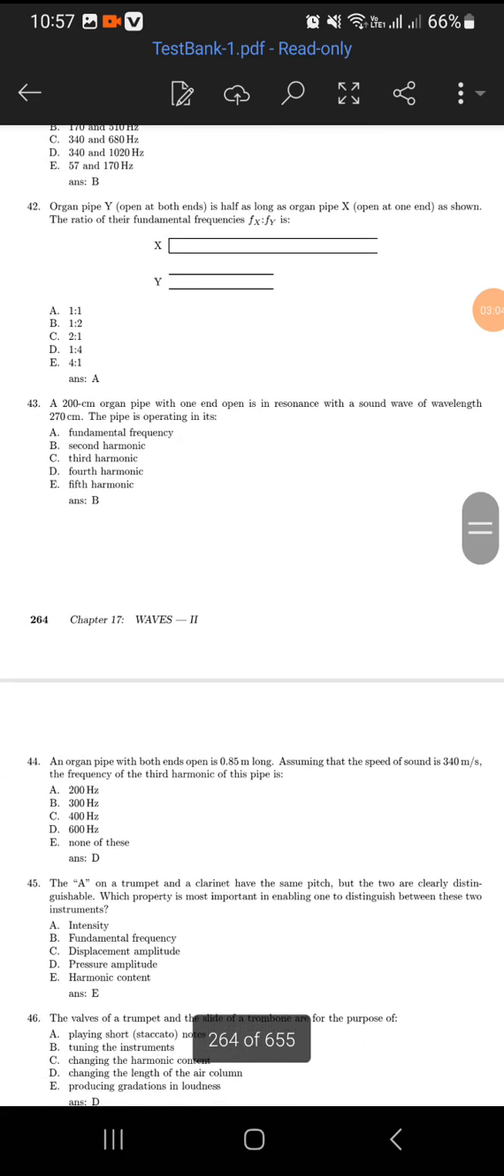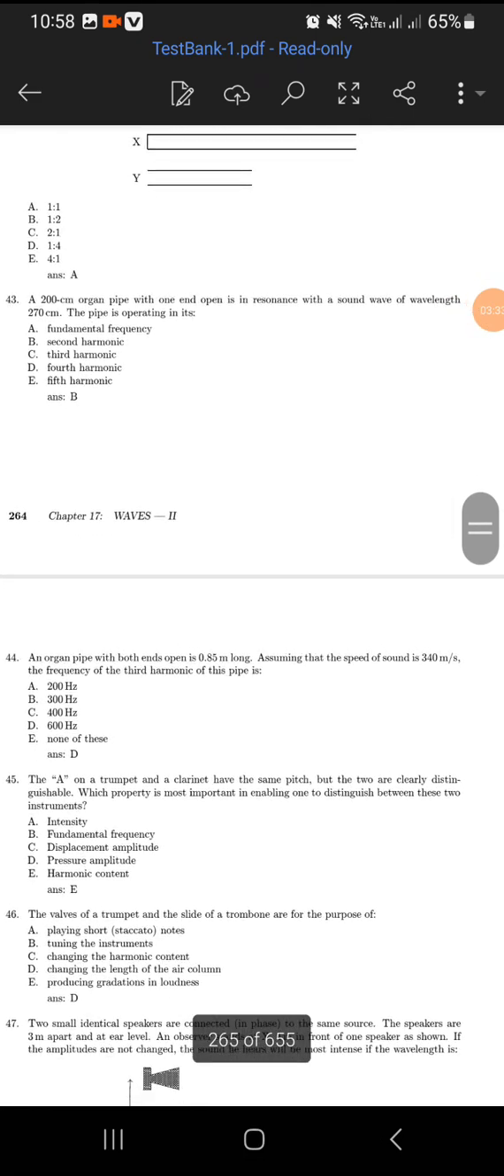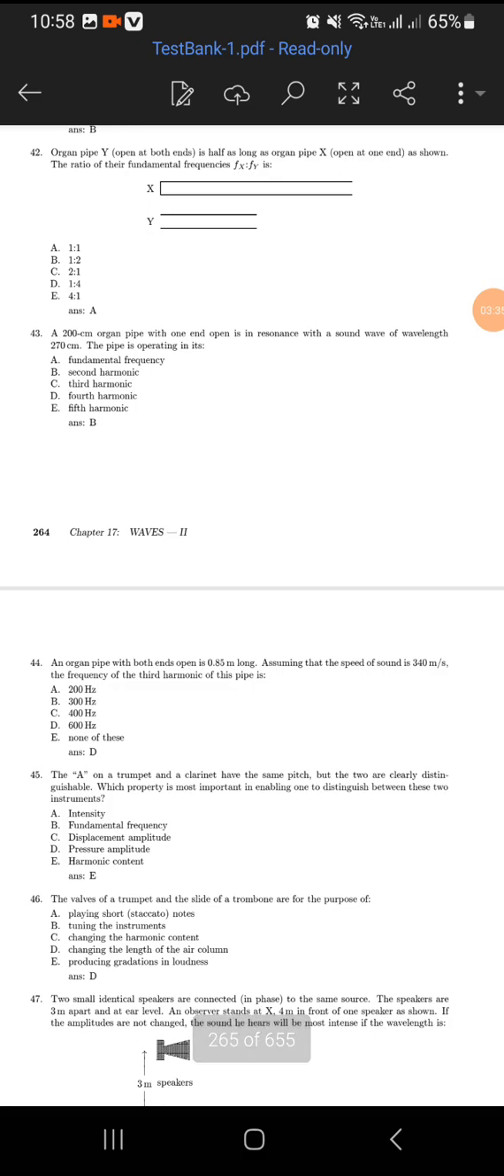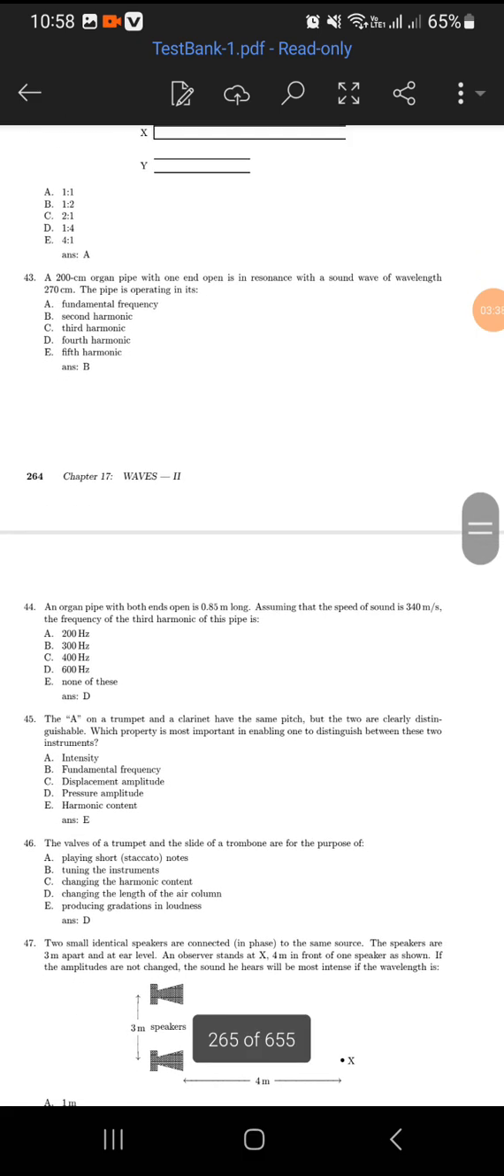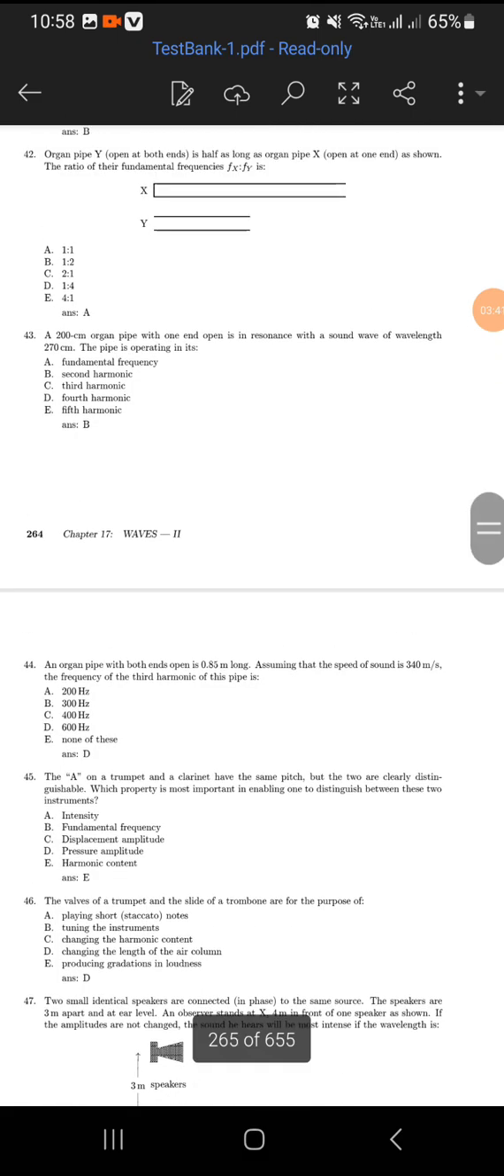And then we have 42, an organ pipe Y open at both ends that is half as long as organ pipe X. As shown, the ratio of the fundamental frequencies f of X to f of Y. So the ratio can be 1:2, since they say it's no, it's not the ratio of the length, but the ratio of the fundamental frequency. It's 1:1, it's still 1:1. It's not by length 1:2, but by frequency it's 1:1.